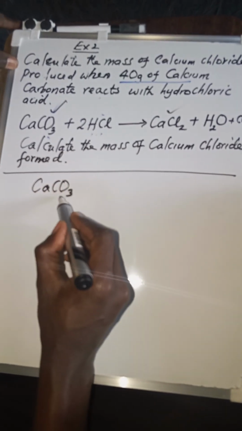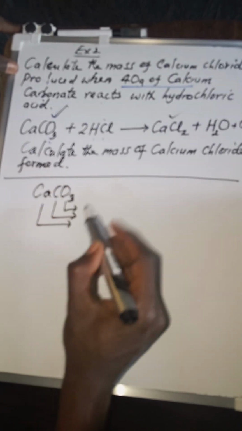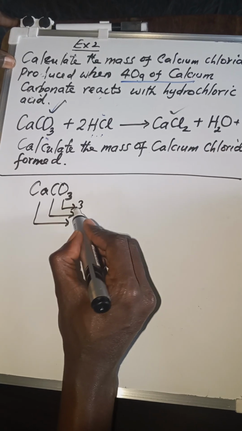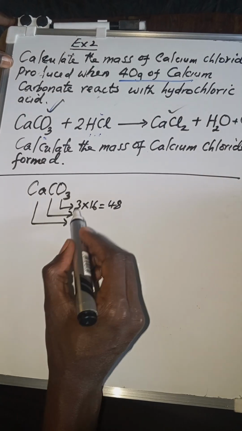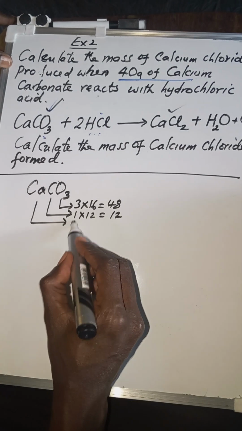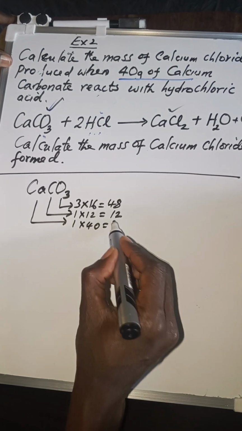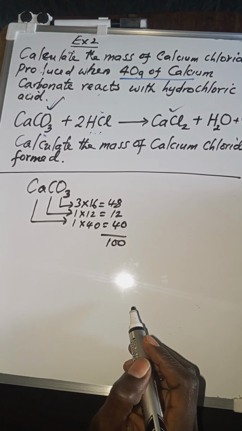We know the molar mass; let me just quickly calculate for both of them. Remember, you have got oxygen, you have got carbon, and you have got calcium. How many oxygens are there? 3 times 16 gives you 48. Carbon, it's 1 times 12, that will give you 12. Calcium, it's 1 times 40 to give you 40. If you add all this, that will give you a total mass of 100.